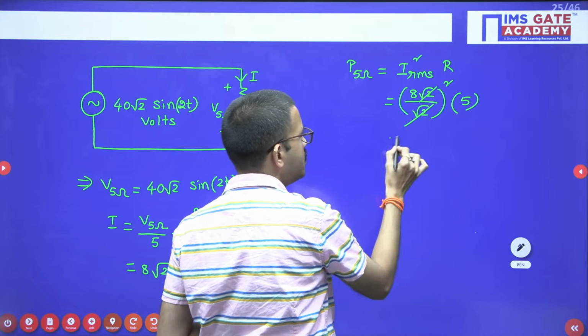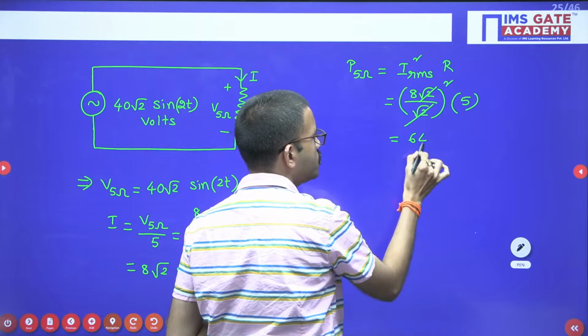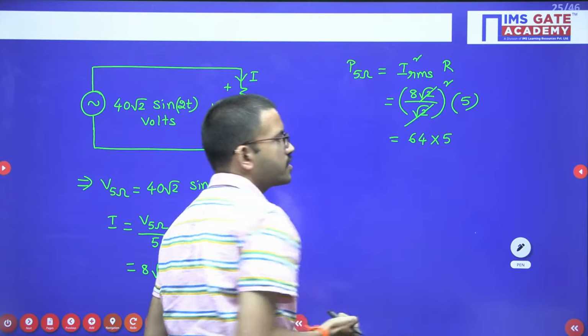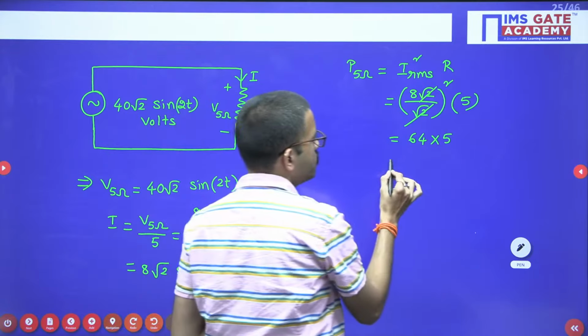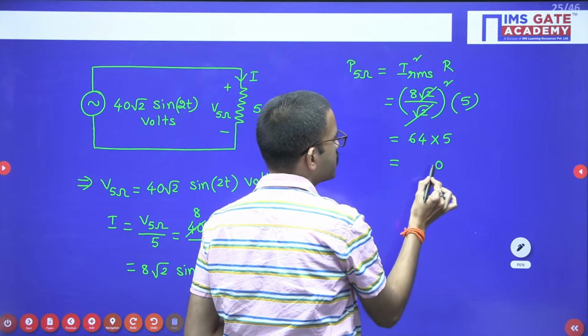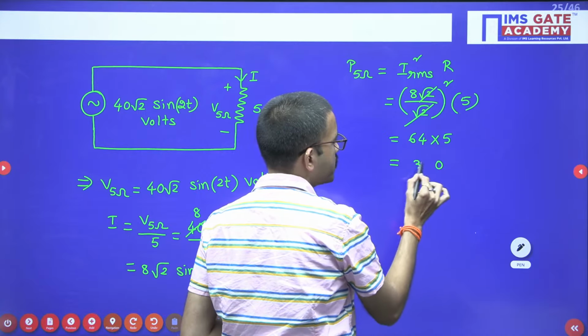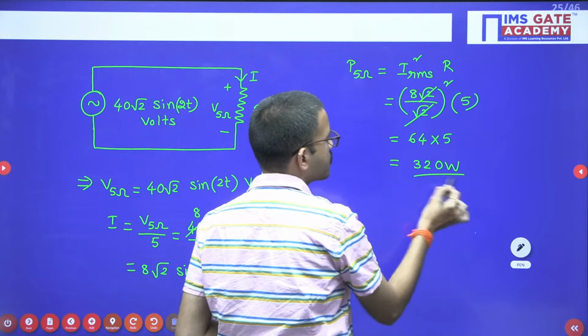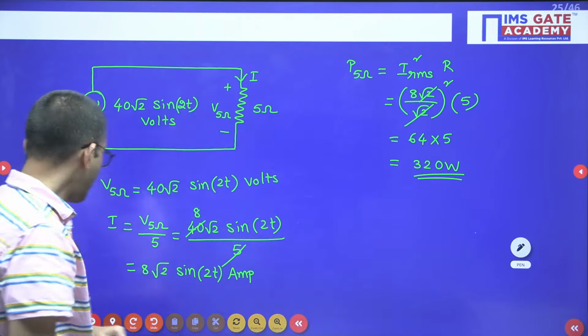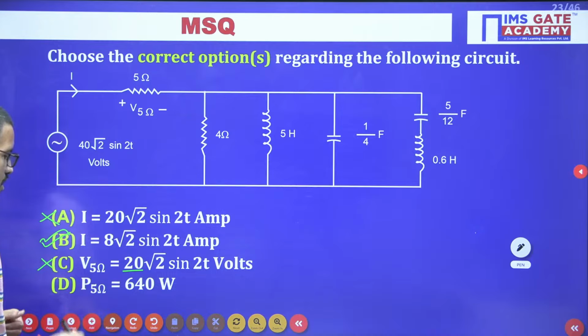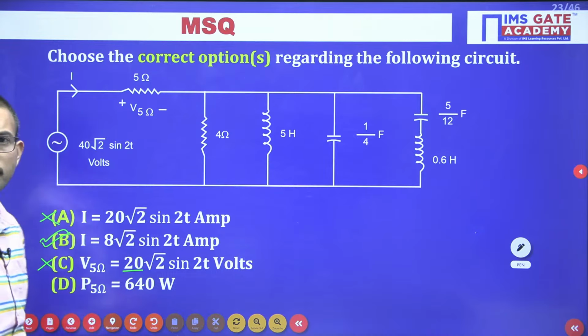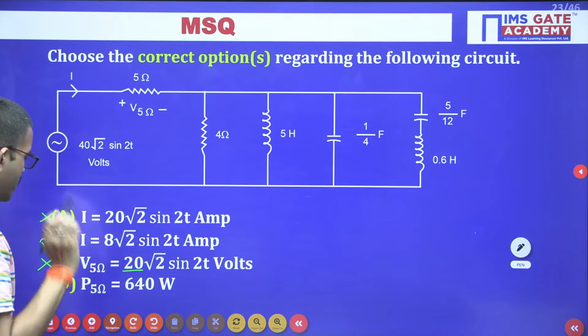Here root 2 will get cancelled. 8 square is 64 into 5. So here you will get 5 4s are 20, 5 6s are 30 plus 2, 32. 320 watts you are getting, but in this question we have mentioned 640. Both are not matching, right? So option D we can eliminate.